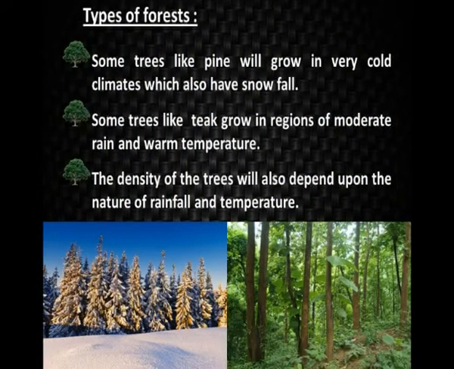Types of forest. Some trees like pine will grow in very cold climates which also have snowfall. Some trees like teak grow in regions of moderate rain and warm temperature. The density of the trees will also depend upon the nature of rainfall and temperature.